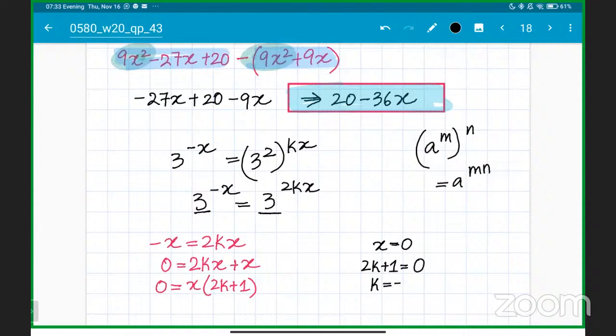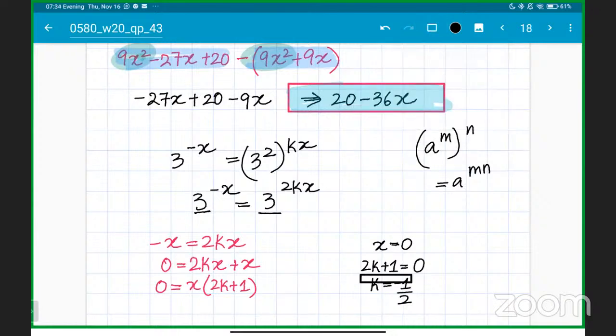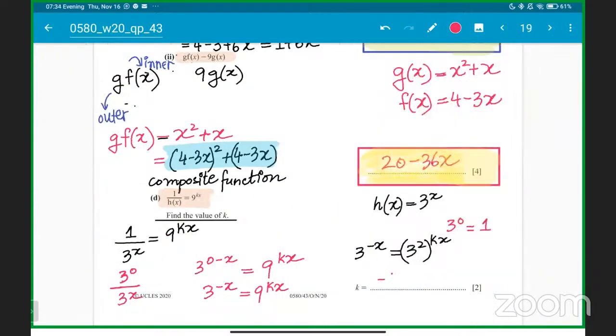So the k value comes as negative half, and that should be correct as well. They're asking for the k value, so that is negative half, or you can write it as negative 0.5. Got it, everyone? It's basically the indices, which is important for everyone.